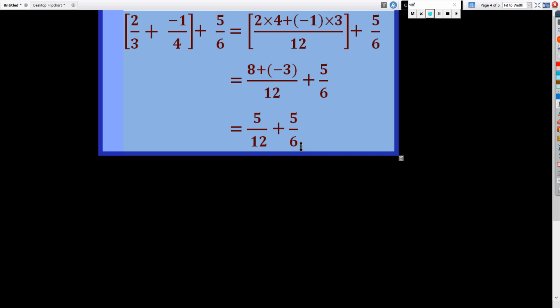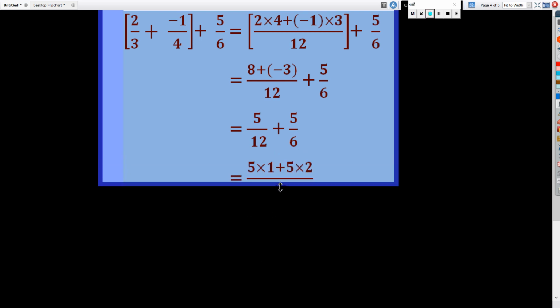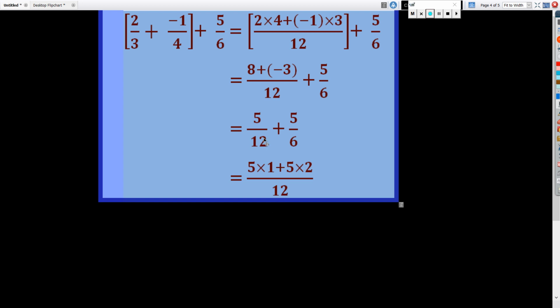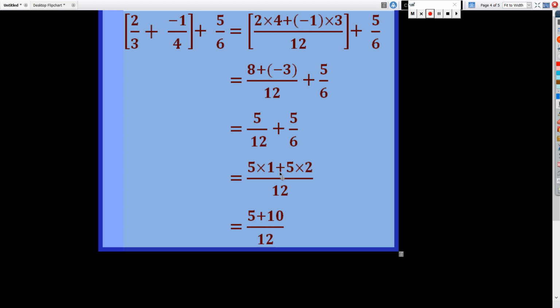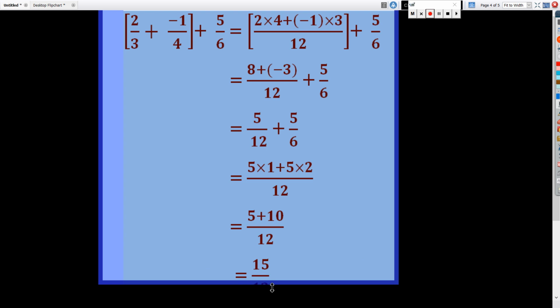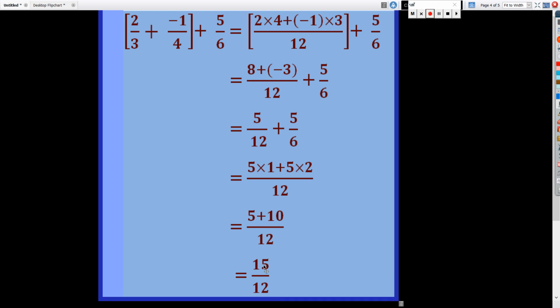Now again 12 and 6. What is the LCM? Yes, it is 12. So you get 12, 1 time, so 5 into 1, plus 6 in 12, 2 times, so 5 into 2. That is 5 plus 10 by 12. That is again you are getting 15 by 12.